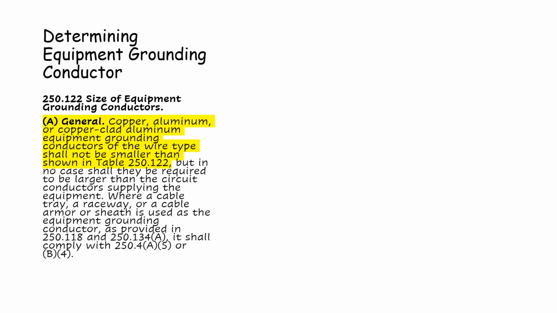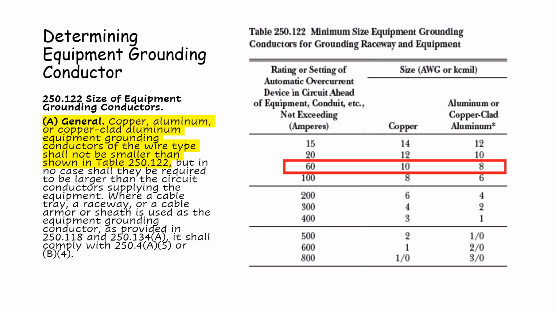Now let us determine the equipment grounding conductor. In the branch circuit, this is also required to size the equipment grounding conductor. How do we size? As per the NEC, size of equipment grounding conductor, general rule, copper, aluminum, or copper-clad aluminum equipment grounding conductors of the wire type shall not be smaller than shown in table 250.122. So it is here shown, but we have to use the table 250.122. Minimum size equipment grounding conductor for grounding raceway and equipment.